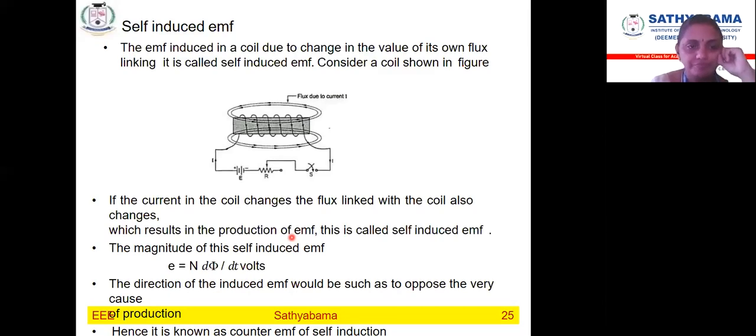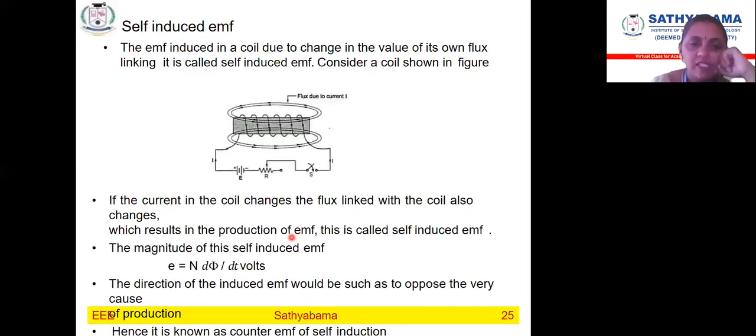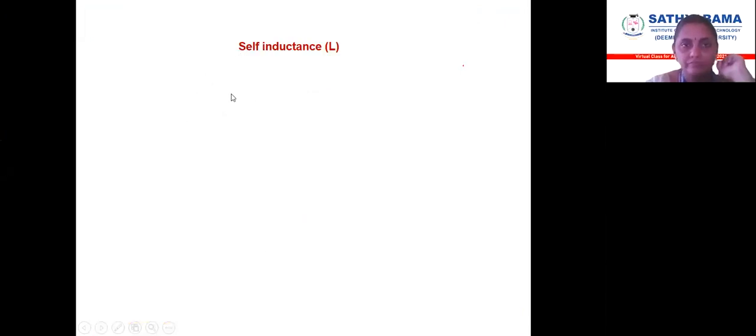Now we will be defining a factor called self-inductance. Self-inductance is represented by L. We already know, according to Faraday's law, E is equal to N d phi by dt. Now, by the principle of self-induced EMF, we can also write that the EMF E is proportional to the rate of change of current, di by dt.